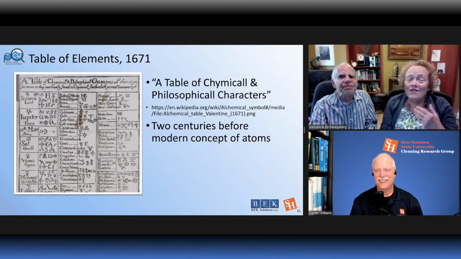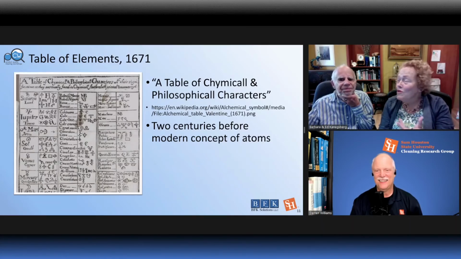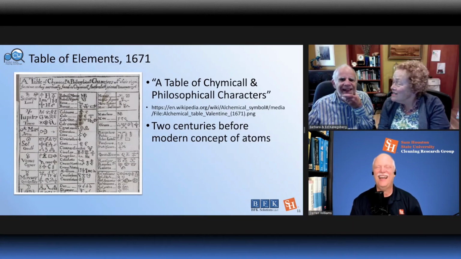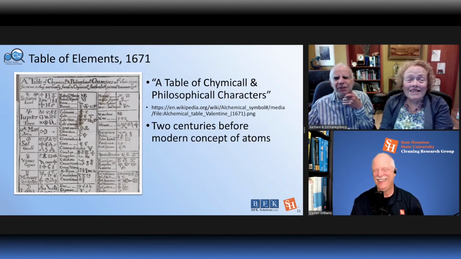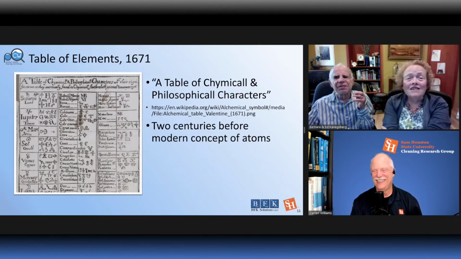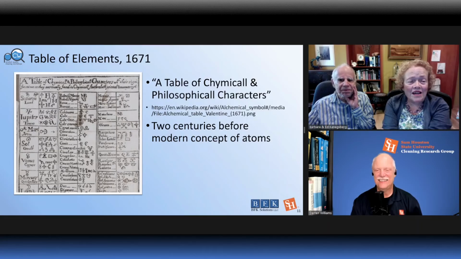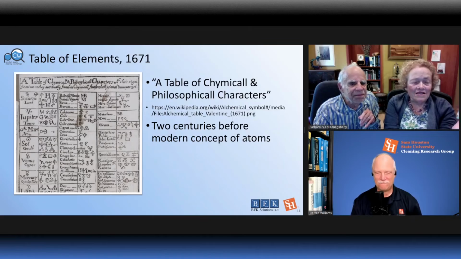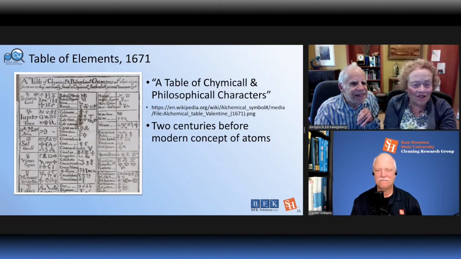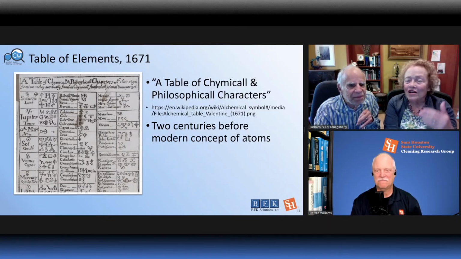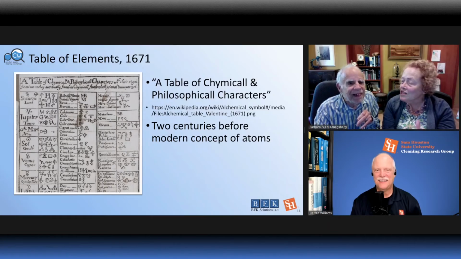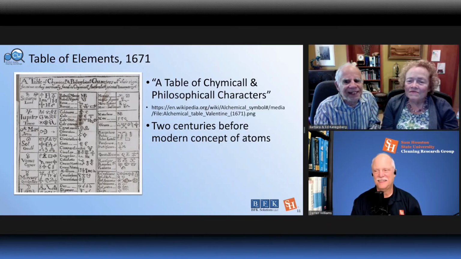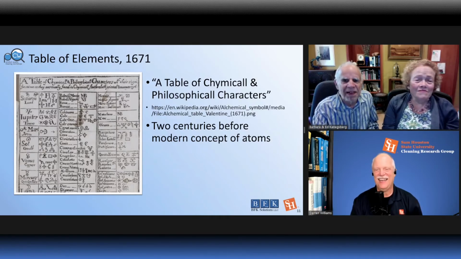Right. Now, this is a page that we pulled out of Ed's high school chemistry text. No, actually, it was a table of the elements in 1671, two centuries before the modern concept of atoms. And you can see that there are allusions to planets, and we've got elements mixed in with molecules. We've got a whole bunch of stuff going on there. But the point is, it was the way things were understood. It's the way we understood stuff. Yes. When you were in high school. Yeah. Right. Yes.